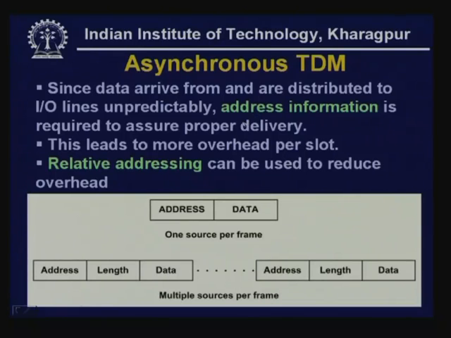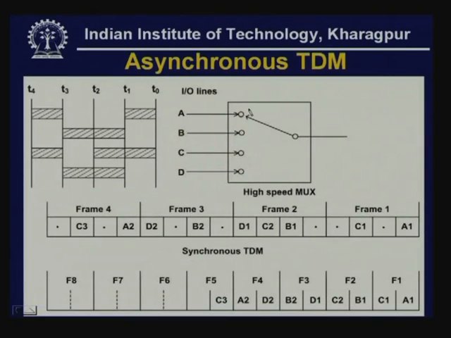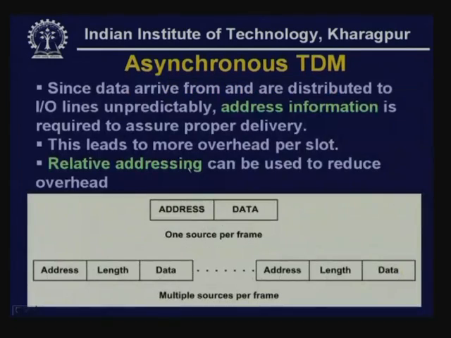However, there is a problem. At the receiving end, it is necessary to identify which data is coming from where. For example, at the receiving end, this slot is not meant for only data from source A, or this is not meant for source B. So, data in this slot can be sent by any one of the channels, or data can be taken from any one of the channels. At the receiving end, how will the receiver know that data of a particular slot belongs to a particular channel?